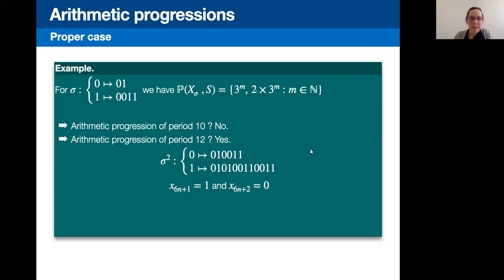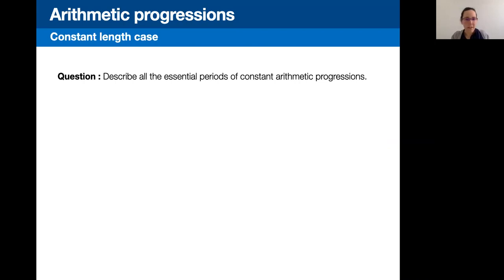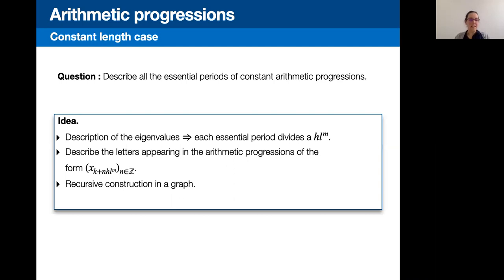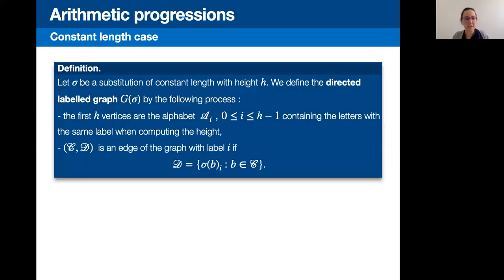But in the constant length case, we will have the following tool. That is, we can describe all the essential periods of constant arithmetic progression. The idea is that according to the description of the eigenvalues, we know that each essential period should divide one of the h times l to the m. So we will describe the letters appearing in the arithmetic progression with these periods. And this can be done by a recursive construction in a graph. So the graph is defined this way.